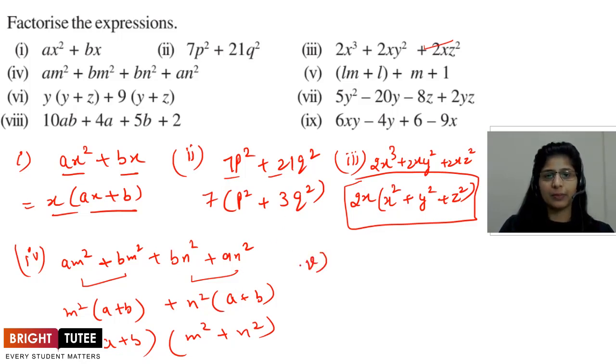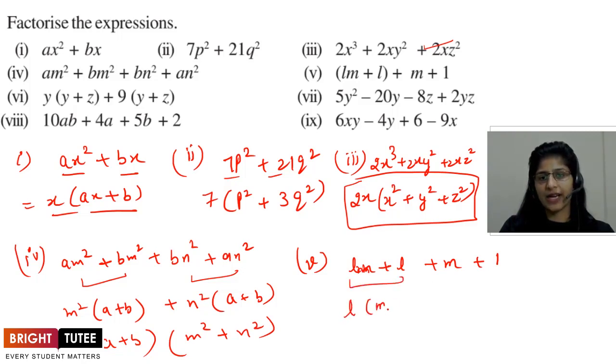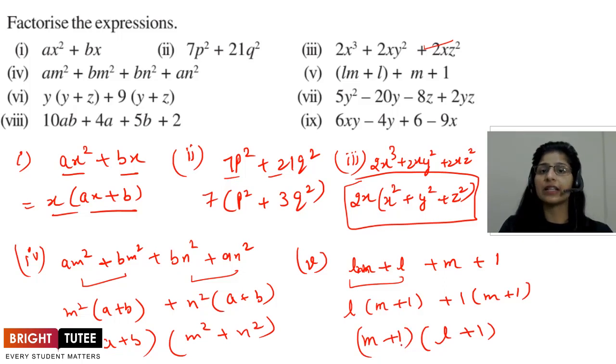Clear? The fifth part now gives us lm plus l plus m plus 1, right? So how do we solve it? We have lm plus l. Out of these two, l is common, so we write l times (m plus 1) plus 1 times (m plus 1). So m plus 1 is common, right? So what we are left with is l plus 1. So these are the two factors that we have. Clear? So we have done all 5 parts, and I hope those are quite clear.